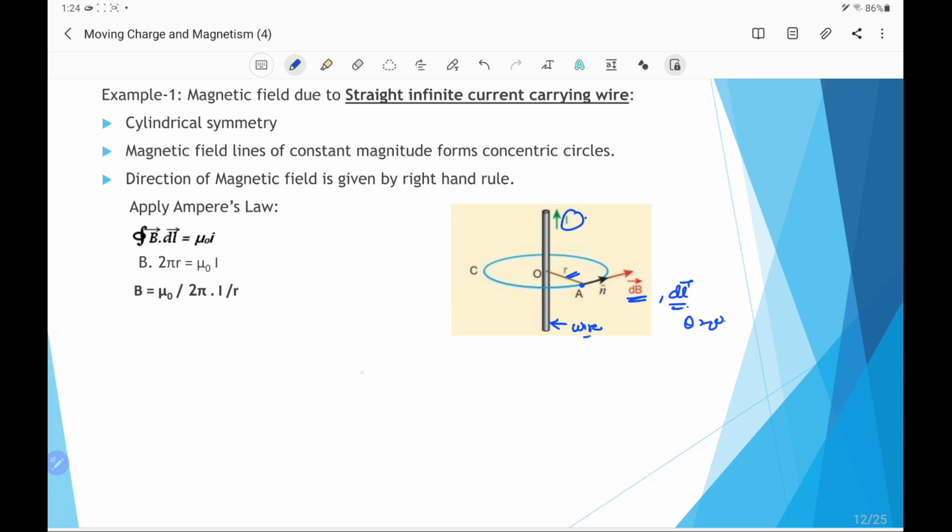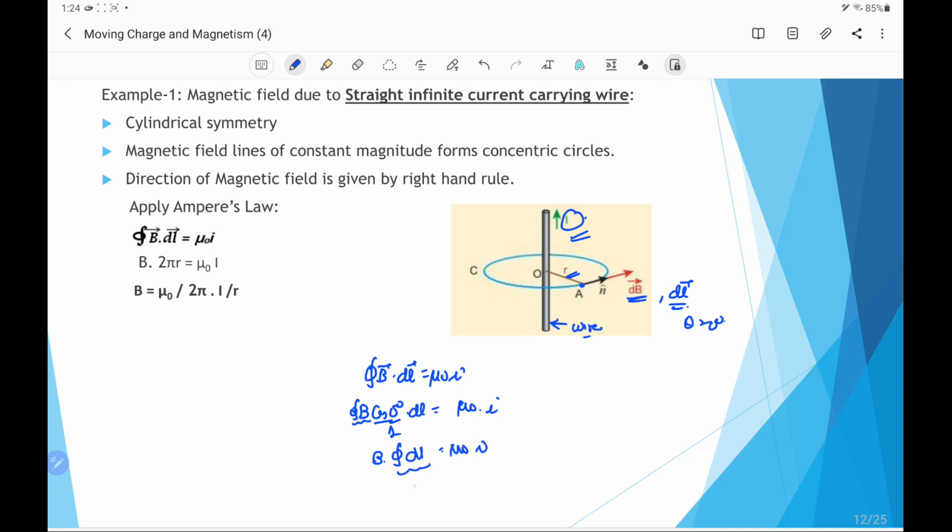So applying Ampere's law, integral B dot dl will be equal to mu naught I. Opening this integral, we have B along the elementary length, so B cos 0 degree into dl equals mu naught times the current enclosed by this Amperian loop, which is I, because it is enclosing this wire. And cos 0 is 1 and B is constant in magnitude, so it is taken out, and B integral dl equals mu naught I.